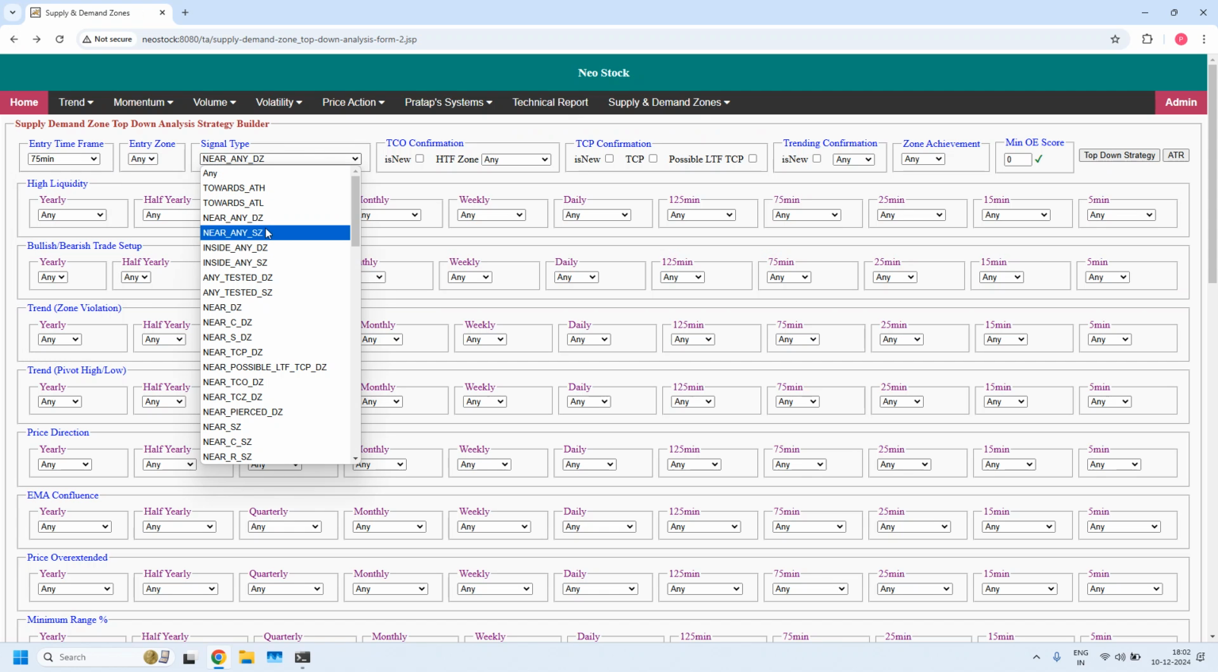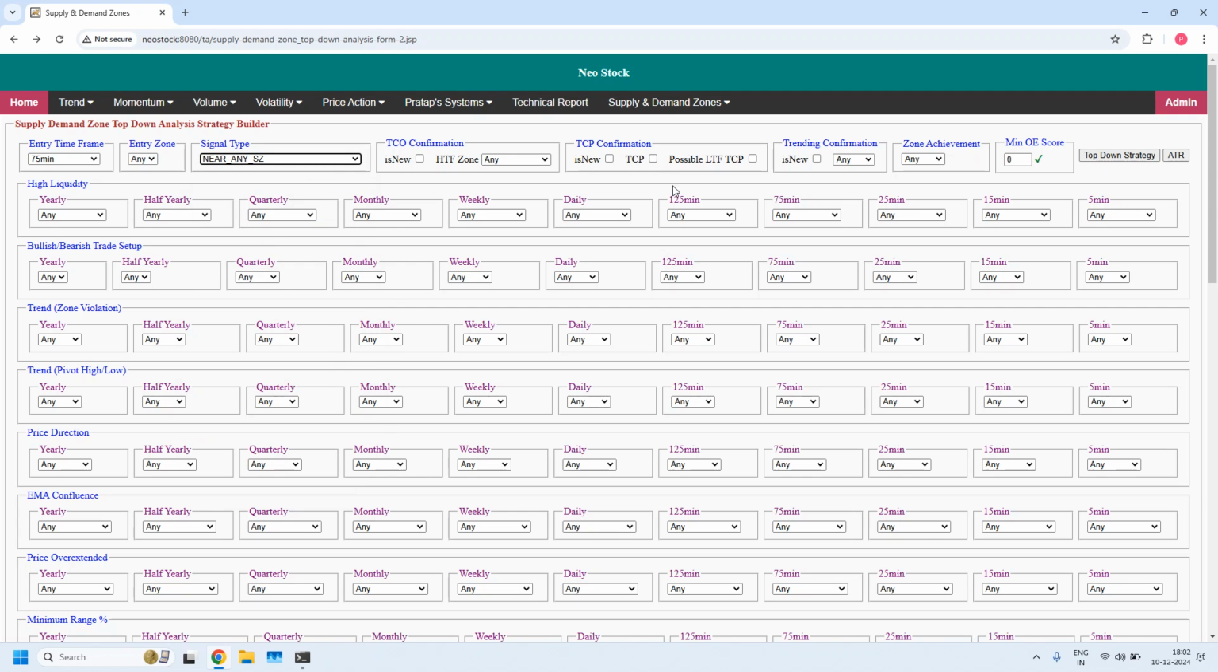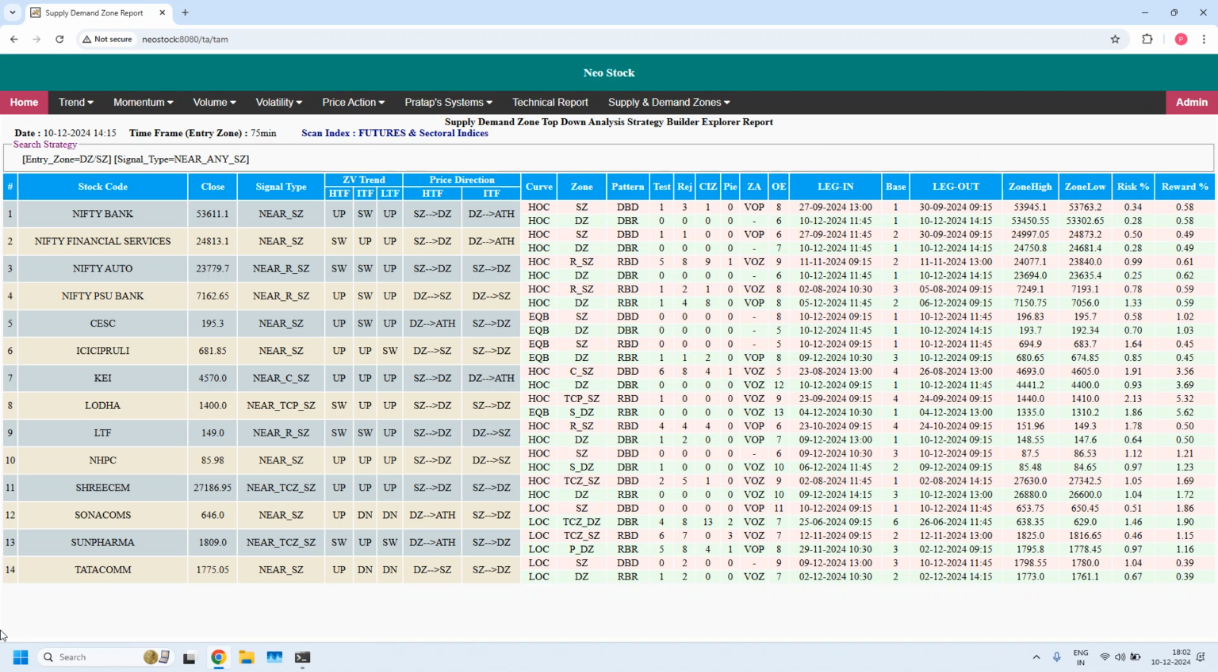Okay, next 75 minutes time frame. Let us find the stocks near 75 minutes supply zone. We got 14 stocks. We need to identify high liquidity supply zones from this list. It is a pierced zone, so not valid. NIFTY PSU, but this is an index, so we can't use it. In F&O, it is not listed.